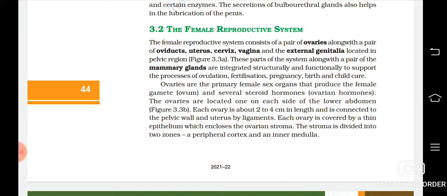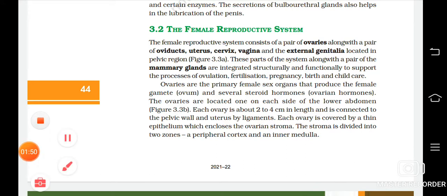So these parts present in the pelvic region are the ovaries, oviduct, uterus, cervix, vagina, and external genitalia. Along with a pair of mammary glands, they are also needed in different processes like ovulation, fertilization, pregnancy, birth, childcare, etc. So the pair of mammary glands are also associated with the female reproductive system.